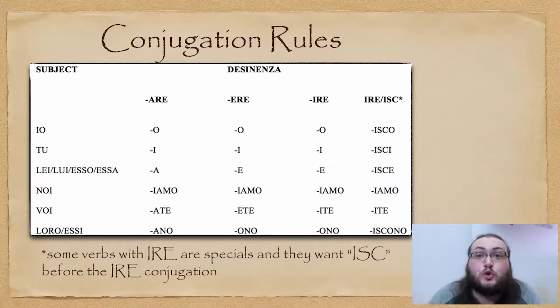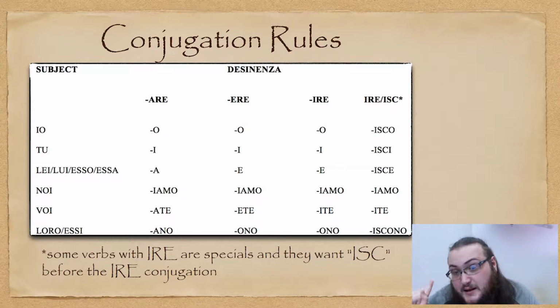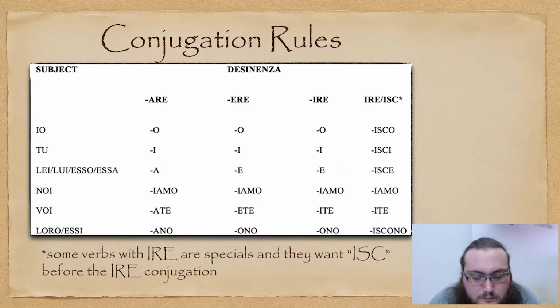Same thing with tu. You have i, Italian i, not English i. And then ishi, not iski, ishi. Okay, here it starts to change. Lui, lei, esso, essa, you have a with are, and then e with ere and ire. And then isce, not ische, isce.